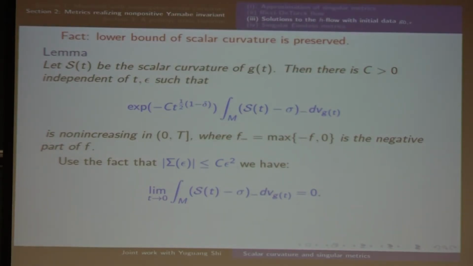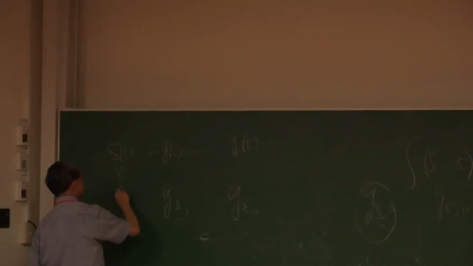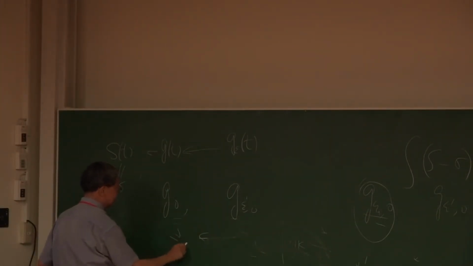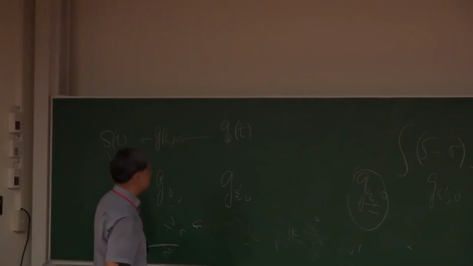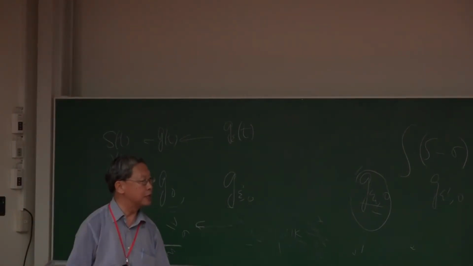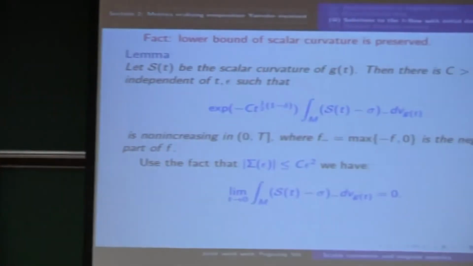So the first thing is that we have a g_t here. The scalar curvature of g_t is still bigger than or equal to sigma outside the singular set. But for g_t, it is bigger than or equal to sigma everywhere. It is smooth.